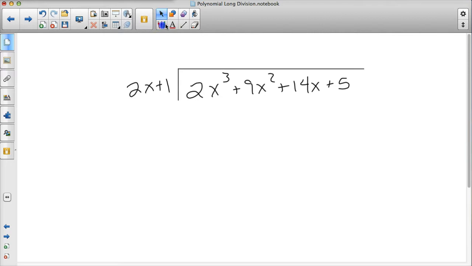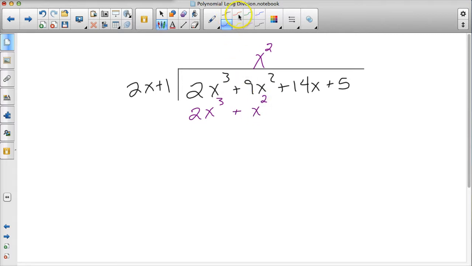And if we multiply 2x times x squared, we can get 2x cubed. So I write my quotient part, x squared, up on the top of the division bar. And now I'm going to multiply x squared times 2x. And when I do, I get 2x cubed. And I have to also multiply the x squared times the 1. So when we do that, we just get x squared.